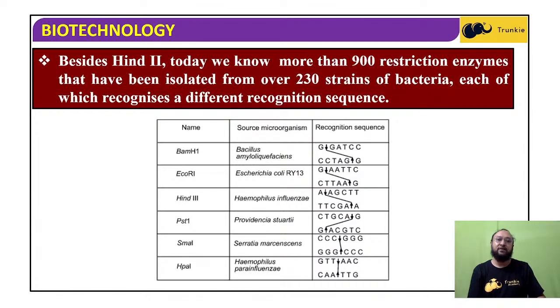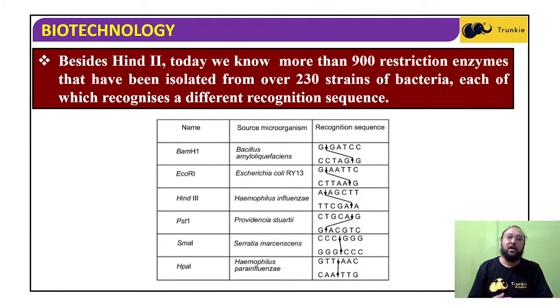Some of these, out of the 900, have been named and given here as examples, and the recognition sequence is also given. GGATCC is the recognition site, and on the complementary strand, CCTAGG. It cuts between G and G, and on the opposite strand also between G and G.